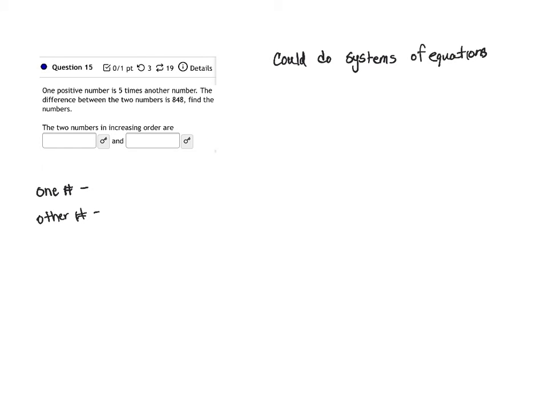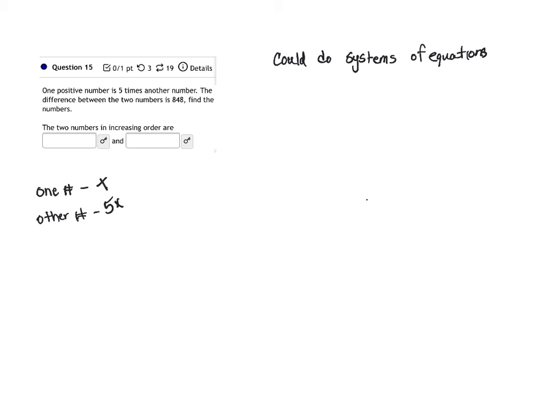Now, this one is just numbers. It says one positive number, and that's important, it's a positive number, is 5 times another number. The difference between the two numbers is 848. Find the numbers. Again, we could do this the systems of equations way, but we're just going to use x. So one number we're going to put as x, and the other number is 5 times that, 5x. It also tells us that the positive number, x, is positive, so when we multiply 5 times that positive number, it's still going to be positive.